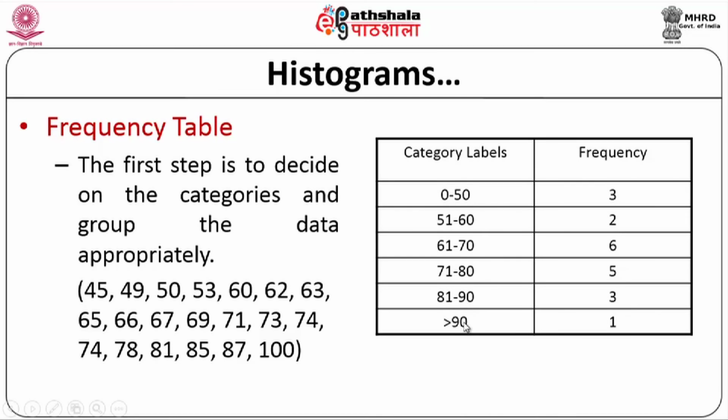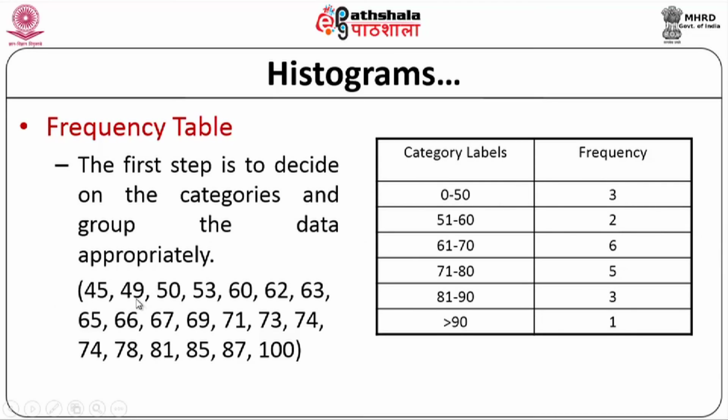Then we can take every data, assume this is the data that we are handling. Now I have come up with various categorical labels, identify each and every data and check to which particular category it belongs. For example, let us take the first data 45. Now when we verify in the table, we find it belongs to the first category, that is 0 to 50. So now set the frequency to 1.